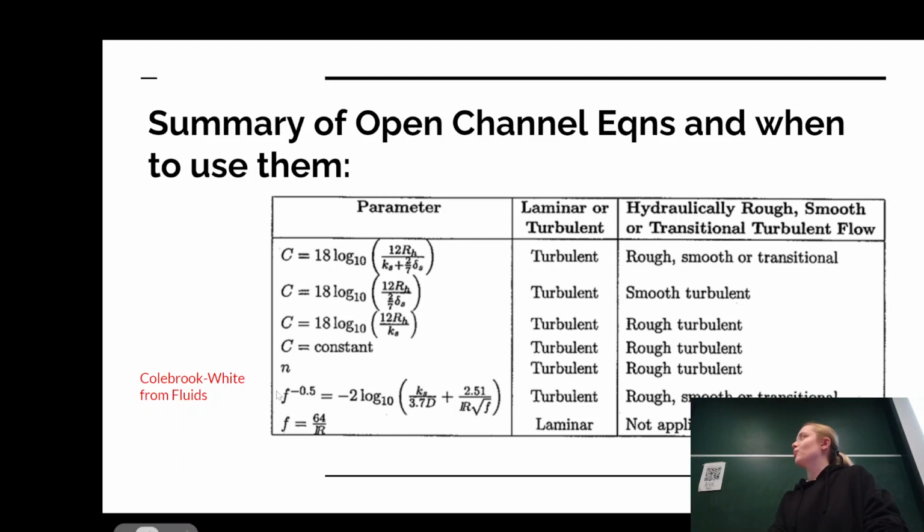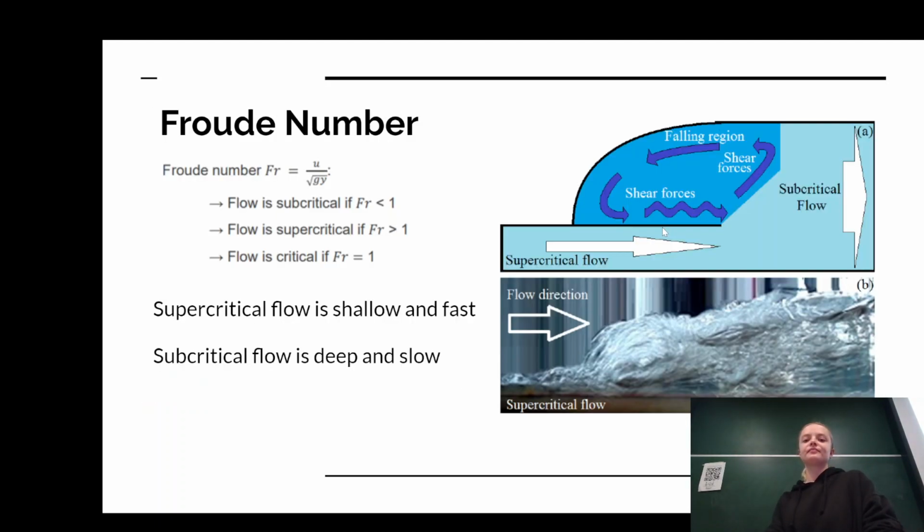This one is Colebrook-White. Not sure if you guys remember that one from 2500. And then down here we've got one for the frictional coefficient for laminar flow. So that one should also be familiar from 2500. All right, now I'm moving into something slightly different.